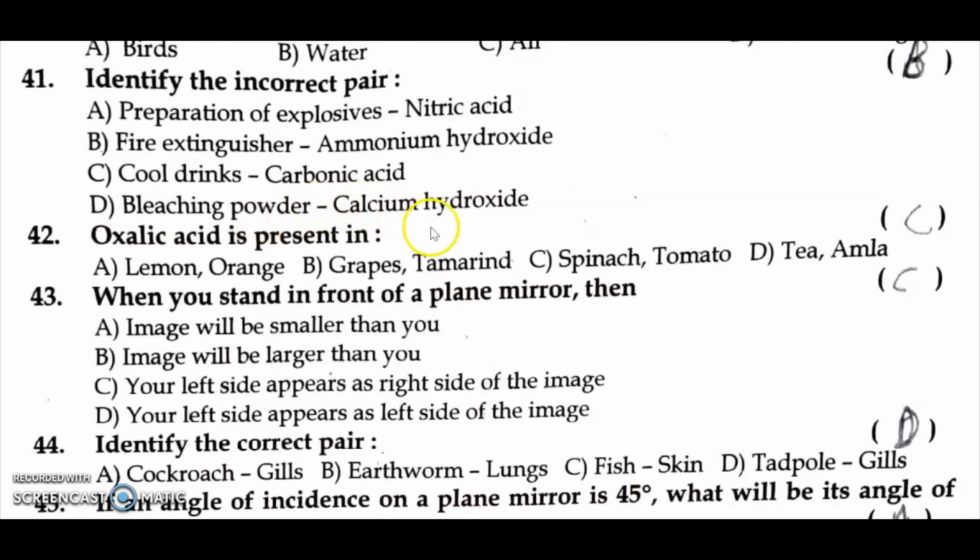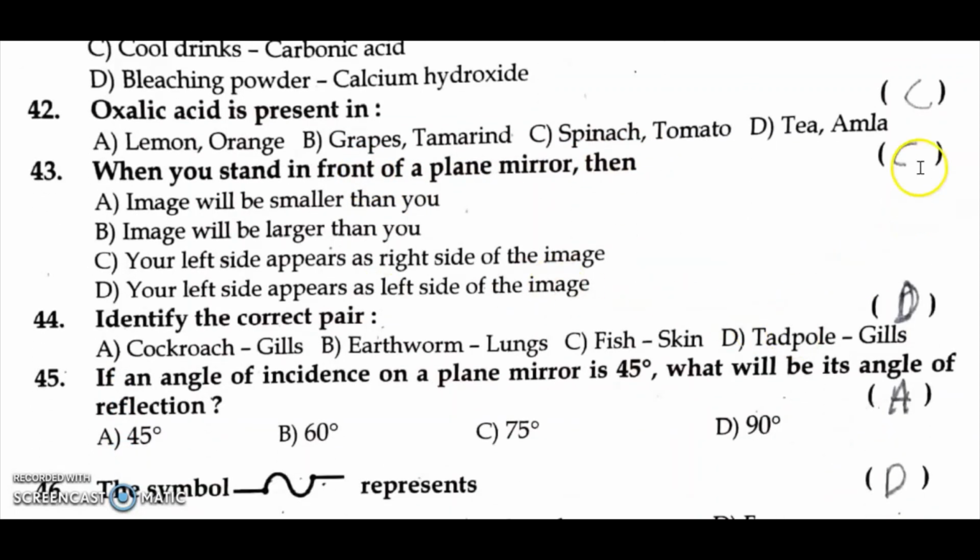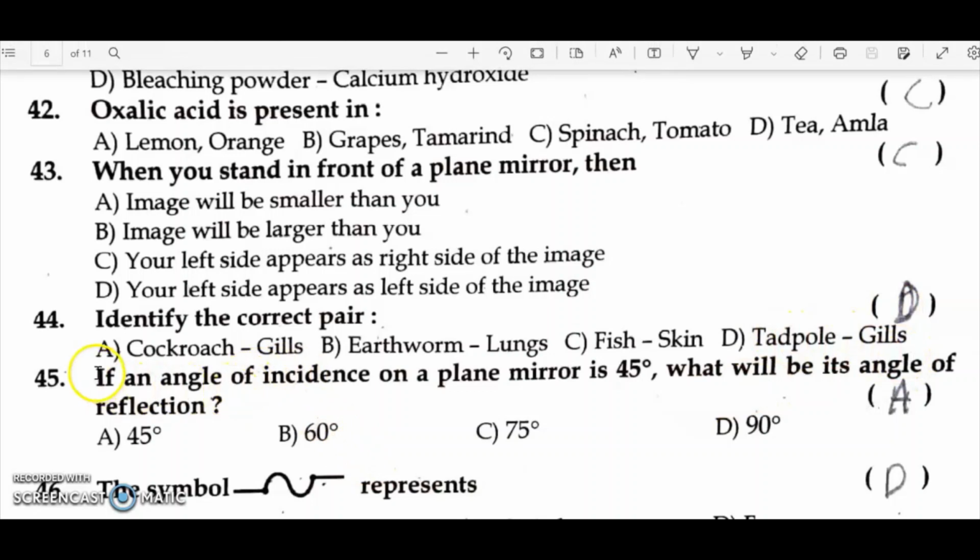Oxalic acid is present in C. Spinach and tomato. When you stand in front of a plain mirror, then C. Your left side appears as the right side of the image. Identify the correct pair. Here the answer is D. Tadpole, gills. The angle of incidence on a plane mirror is 45, then what will be the angle of reflection? Here the answer is A, 45 degrees.